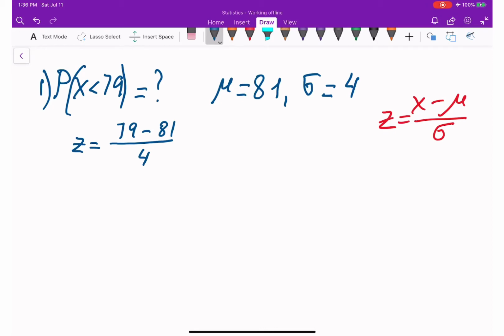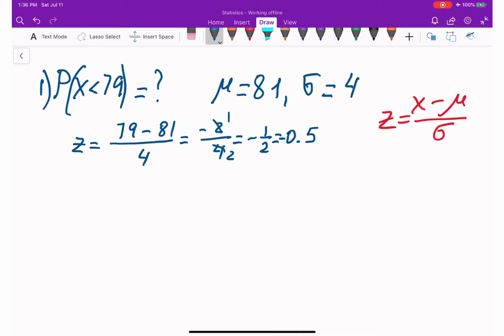Okay, so let's see. 79 minus 81 is equal to negative 2. Negative 2 divided by 4 gives us negative 1/2, which is negative 0.5.